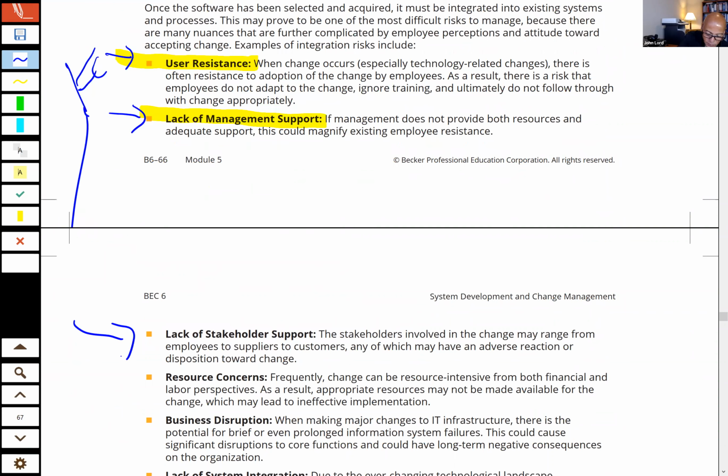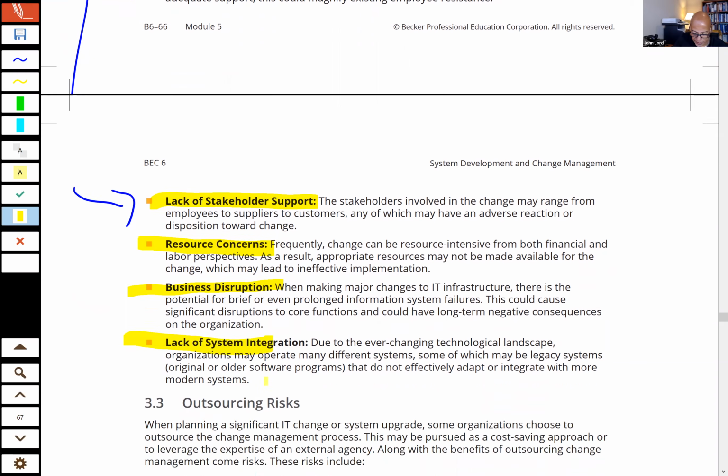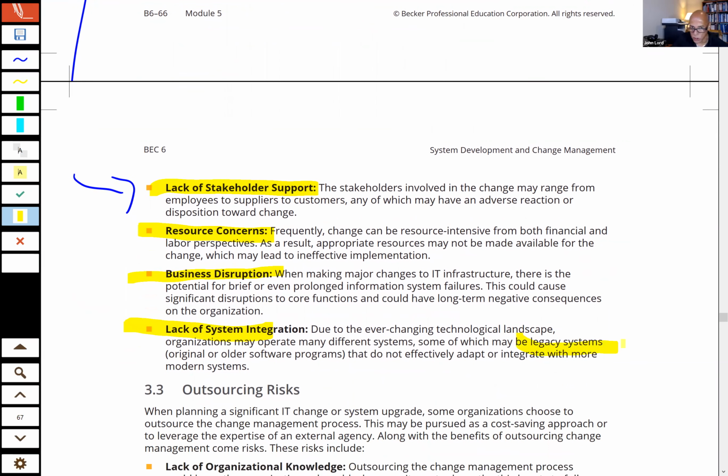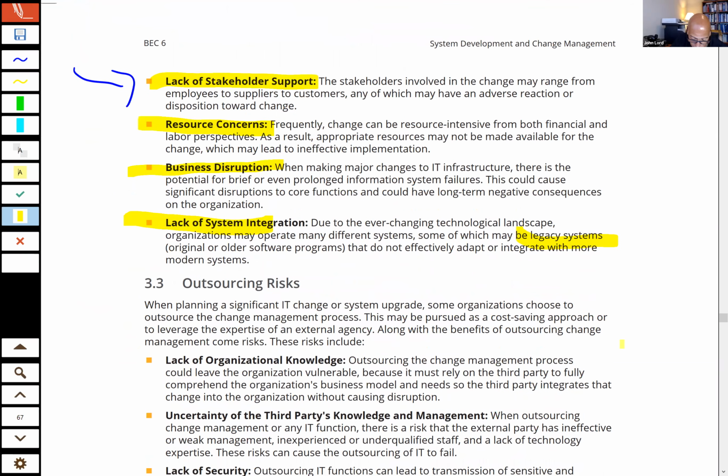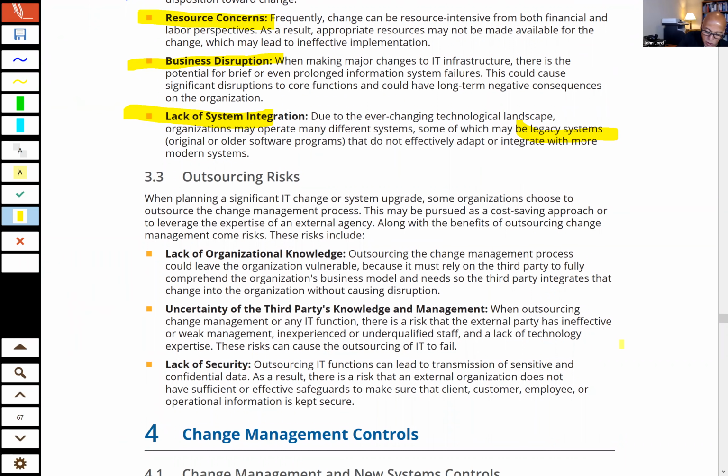Okay, so lack of stakeholder support. Again, those that are affected by the change don't really care to help make it successful, right? Resource concerns, business disruption. Hey, we're switching over our system. Are we going to have a crash in our system? Or are we not going to be able to provide service to our customer? And lack of system integration. The change that we're making may not fit into our legacy systems. So legacy systems are original systems. And we'll talk more about some risk associated with legacy systems in a little while.